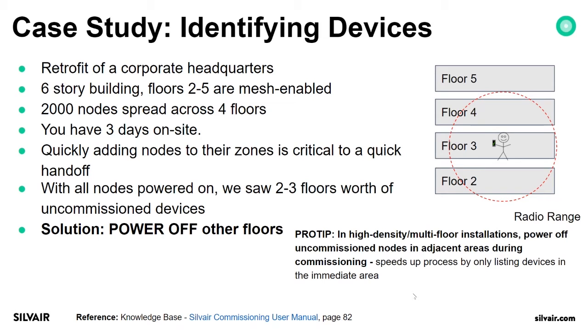So yes, in high density multi-floor installations, power off uncommissioned nodes in additional areas during commissioning. This speeds up the process by only listing devices in the immediate area.